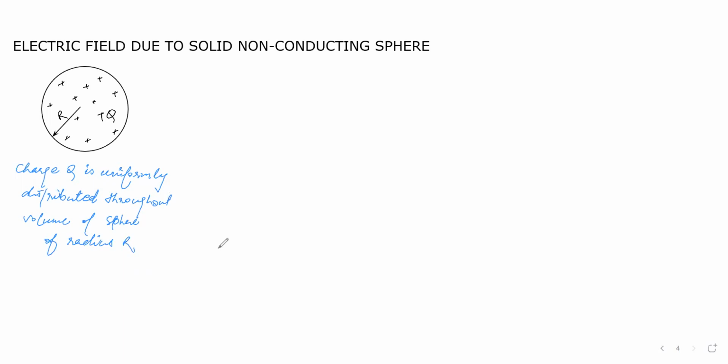All right. Now, once again, we are going to do the same thing. First, we will calculate the value of electric field outside of the sphere. Then in the second case, we will calculate at the surface of the sphere. And in the third case, we will calculate inside the sphere. So in the first case, outside of the sphere.